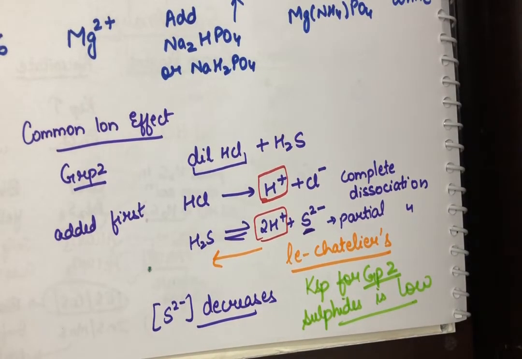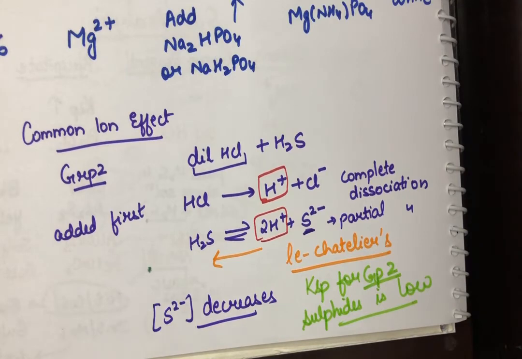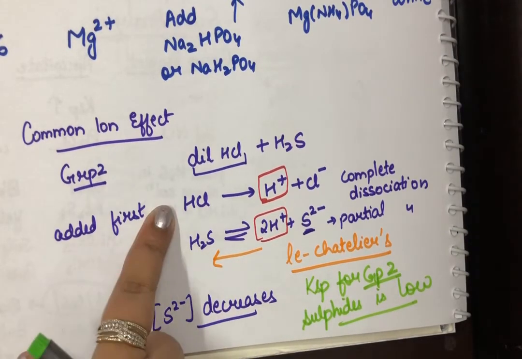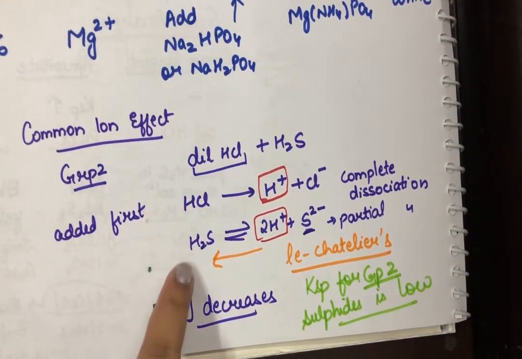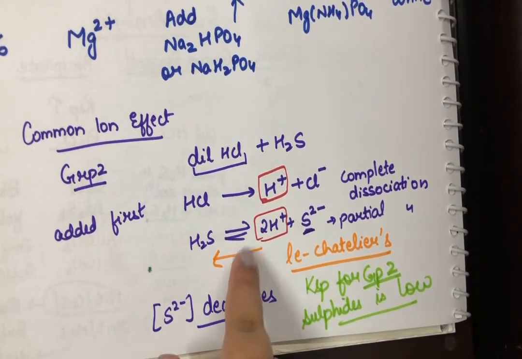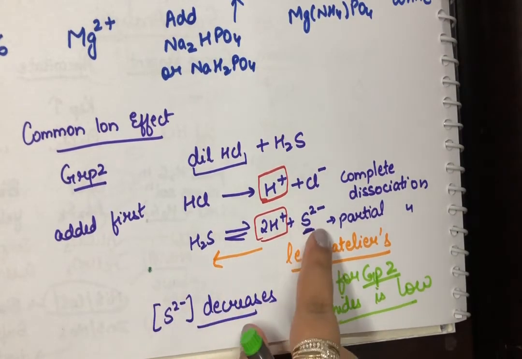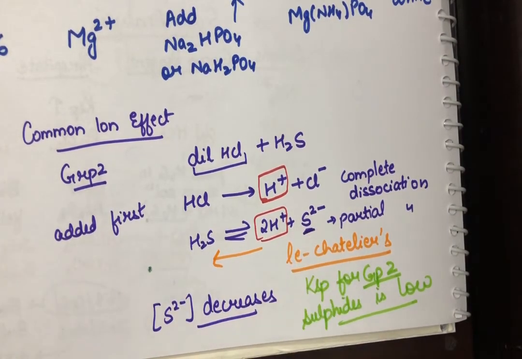If you make the concentration of sulfide ion excess, then some other cation of a higher group will also get precipitated. We just want the group 2 ions to be precipitated, so I need the concentration of sulfide ions to be low. And that is only possible if I add a strong electrolyte first and then a weak electrolyte, both of which have a common ion, due to which the weak electrolyte will move backward in direction and the concentration of my sulfide ion will decrease.